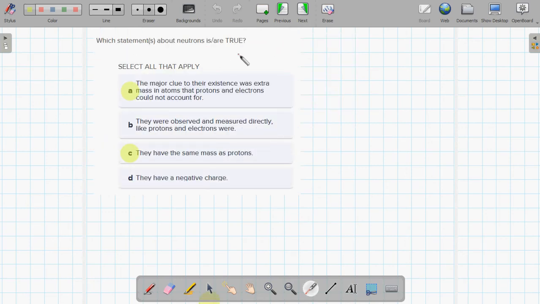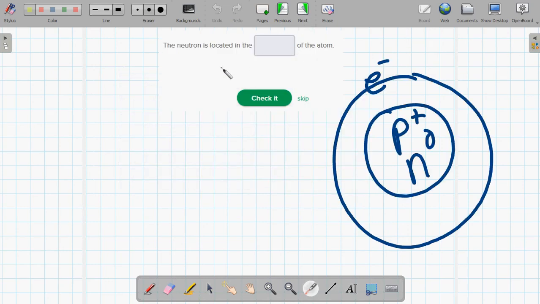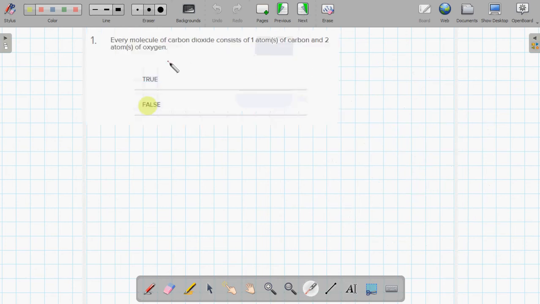Which statement about neutrons is true? A and C are true. Protons and neutrons have the same mass. And the major clue for neutrons' existence was the fact that there was mass that they couldn't explain. Neutrons have mass, but they do not have a charge. But they definitely have mass. Neutron is located in the blank of the atom, in the nucleus.